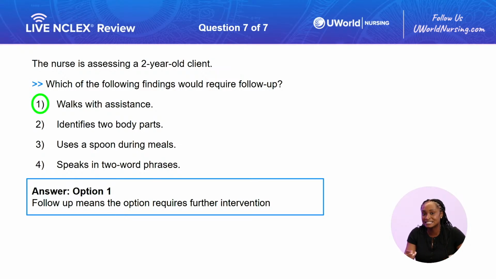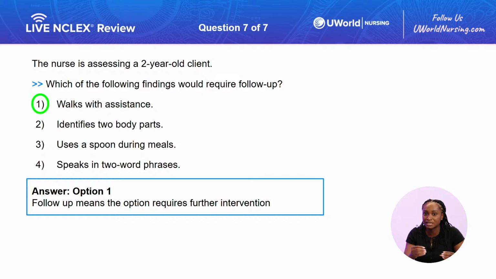Like, why do they still need some assistance while walking? We would maybe want to do some neurological checkup and make sure that everything is okay. They shouldn't need assistance while walking. But a 2-year-old client should be able to identify 2 body parts. They should be able to use a spoon during meals and help feed themselves. And they should be able to speak in 2-word phrases at least, piecing those command words together. So those are expected things. But if they are walking with assistance, that would be a little bit more concerning.